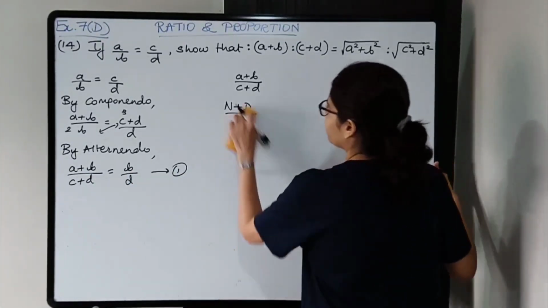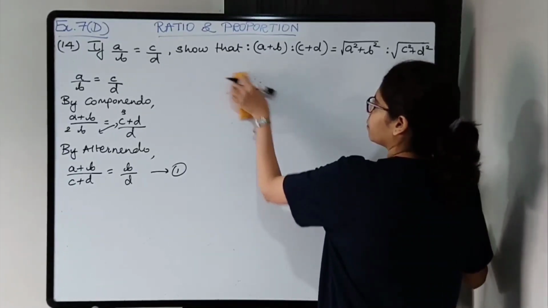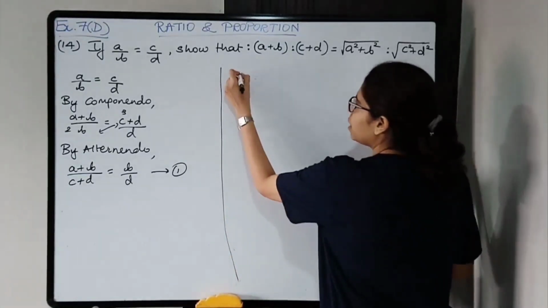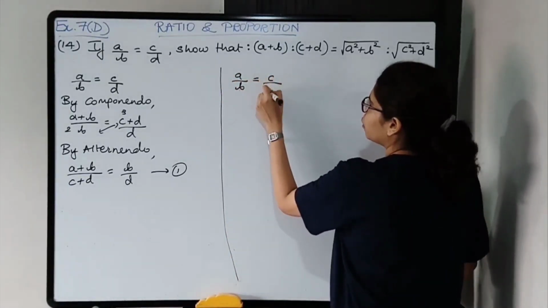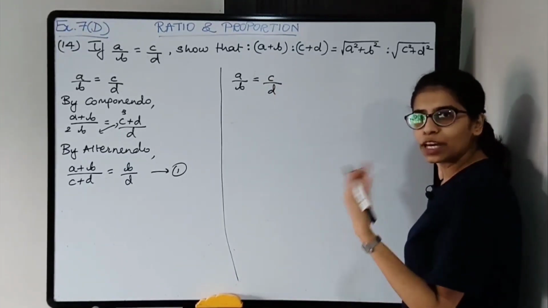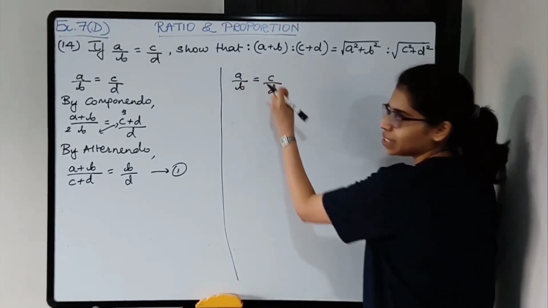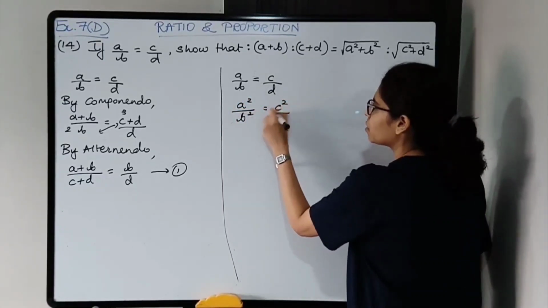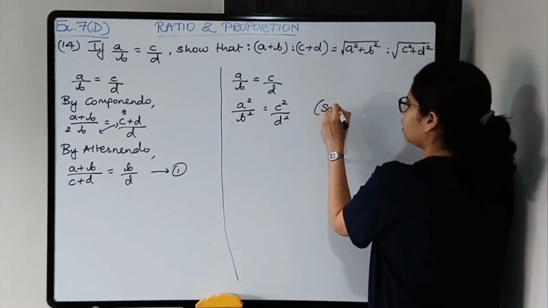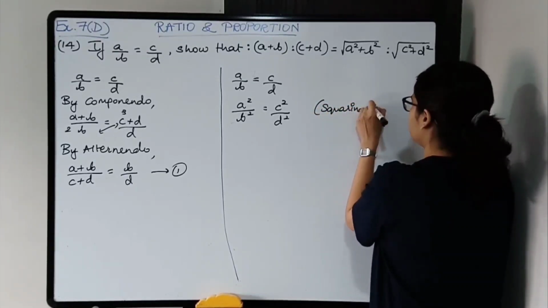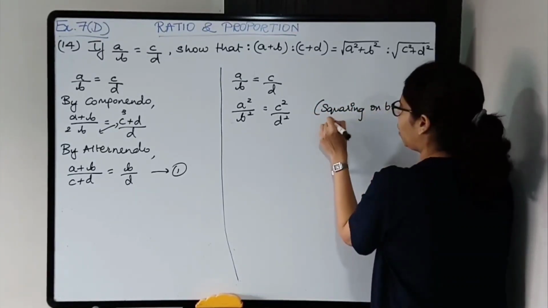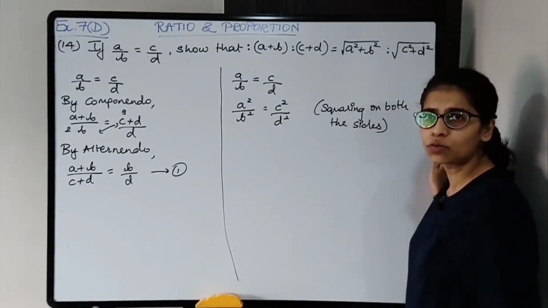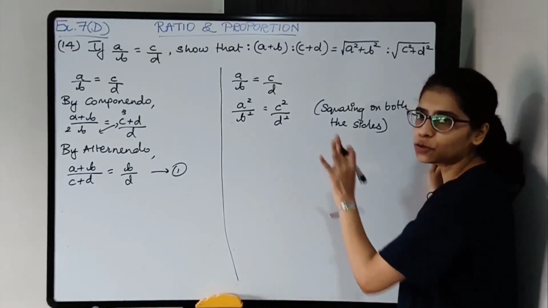So after this, again write down A upon B is equal to C upon D. We'll square on both the sides because we need A square, B square, C square, D square. So A square upon B square is equal to C square upon D square. Squaring on both the sides. You have to give reason. Okay? Whenever you are squaring, taking square root, cubing, taking cube root, you have to give reason.